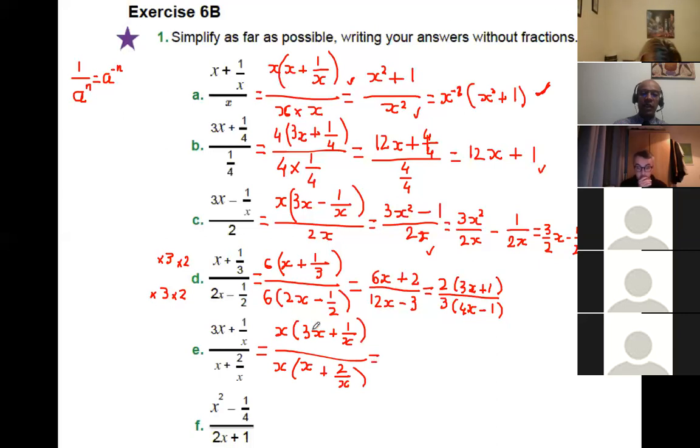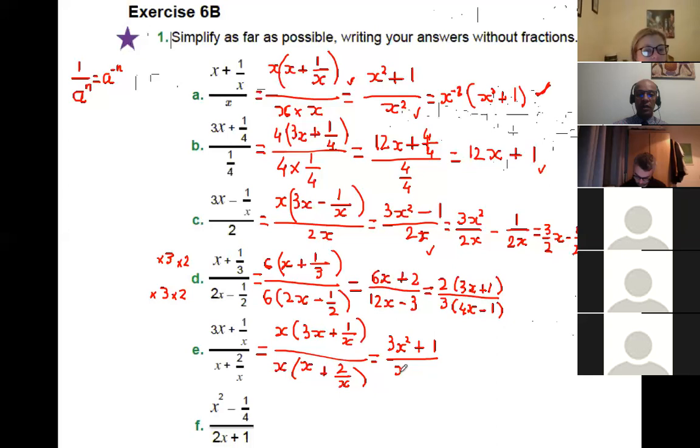So X times 3X, 3X squared. Need to watch that. It's not 4X. X times 1 over X is X times X divided by X, which is just 1. There you go. We got rid of that fraction. X times X, X squared. Good. Plus 1. And then plus, no, 2, because it's 2 over X.